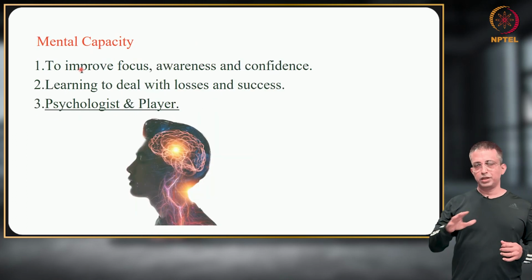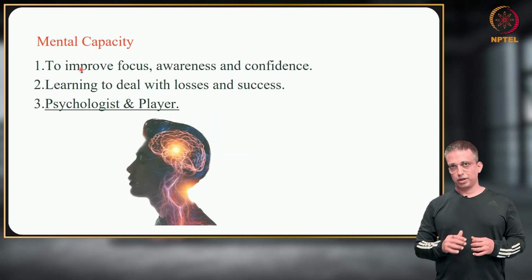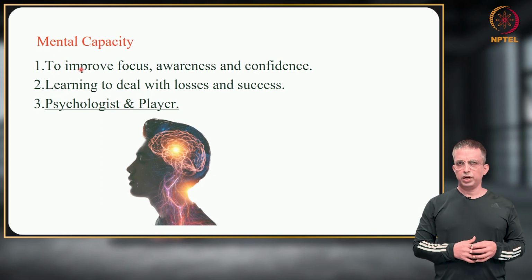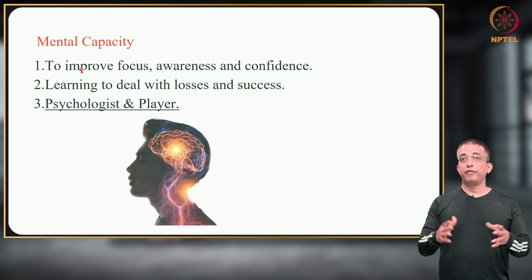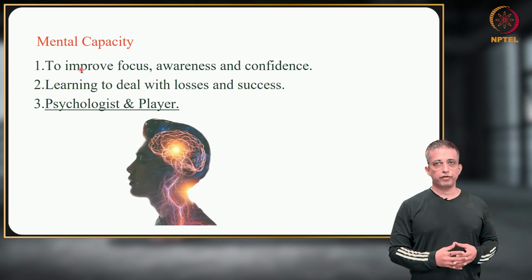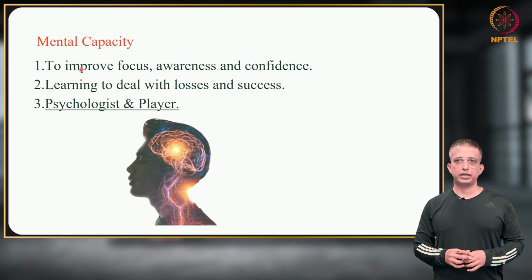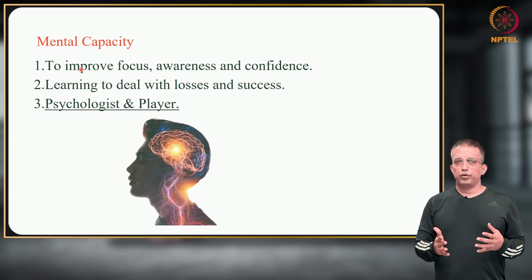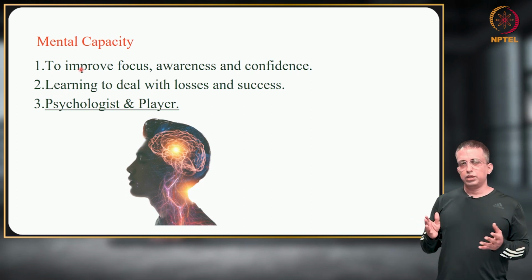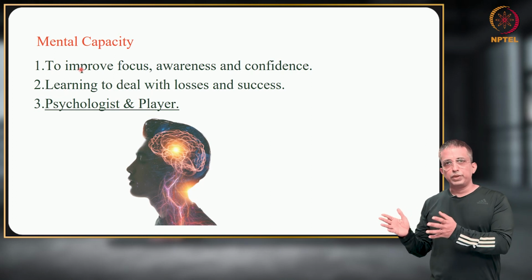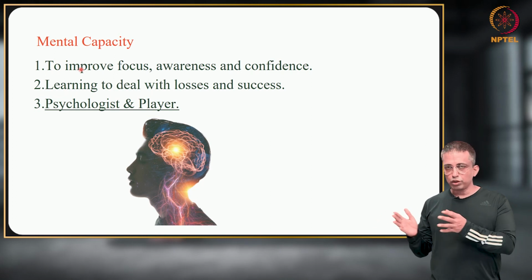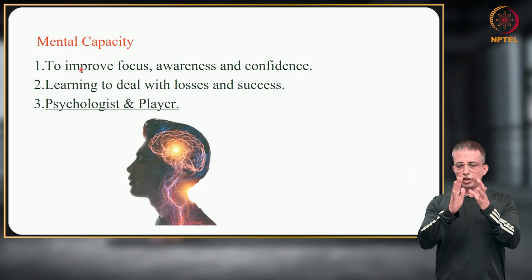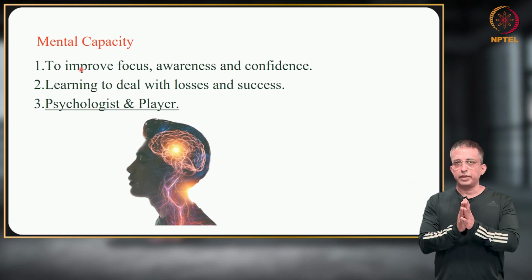Now the top of the pyramid that I showed you was mental capacity. So what is mental capacity for? Obviously it is for improved focus, improved awareness, improved confidence on the day of competition, and in general even during practice. What is it that they have to do? They have to basically learn to deal with success, to win, and also when they lose, how to deal with it. So that becomes the mental part, which makes sure everything comes together on that given day.